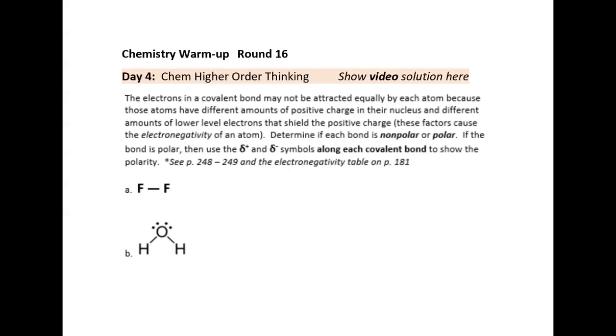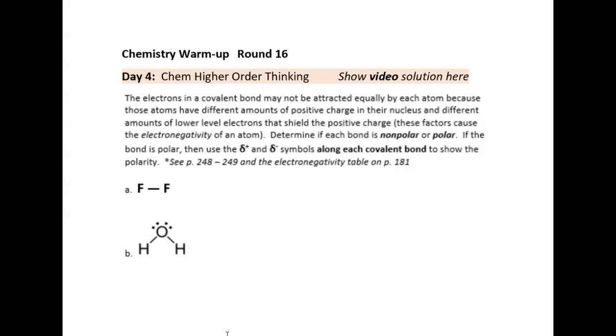Determine if each bond is nonpolar or polar. If the bond is polar, then use the delta positive and delta negative symbols along the covalent bond to show the direction of polarity. Question A, we have a molecule of fluorine, F2.